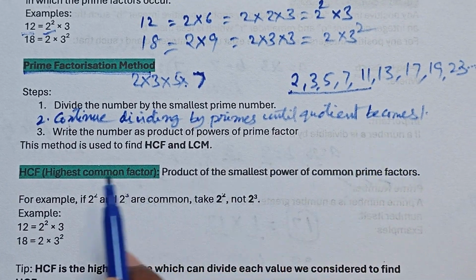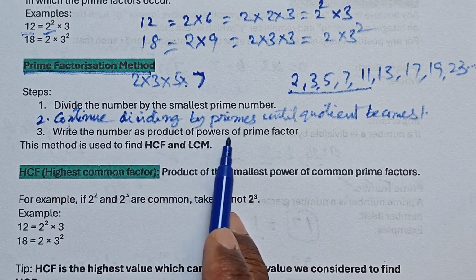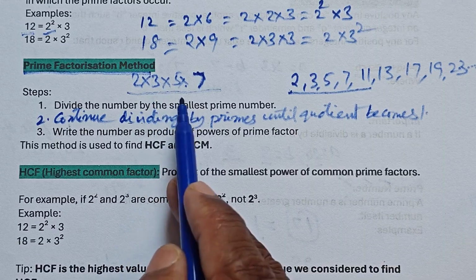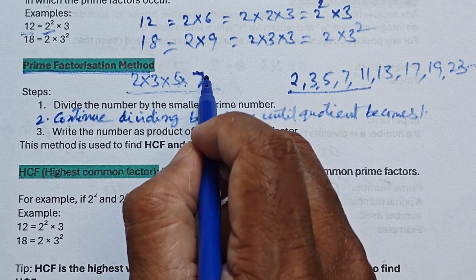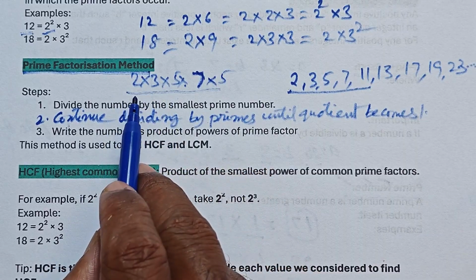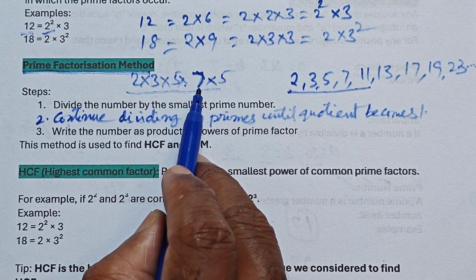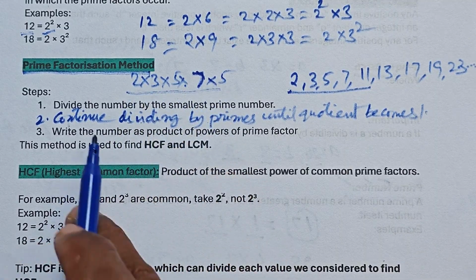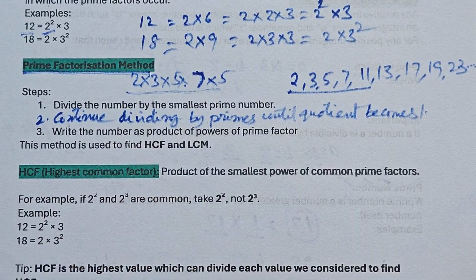Once that is done, write the number as a product of powers of prime factors like this: 2 into 3 into 5 into 7. If there is a repetition of 5 twice, then you will write it as 2 into 3 into 5 square into 7. Is that clear? So this is the methodology for how you can do prime factorization for any given composite number.